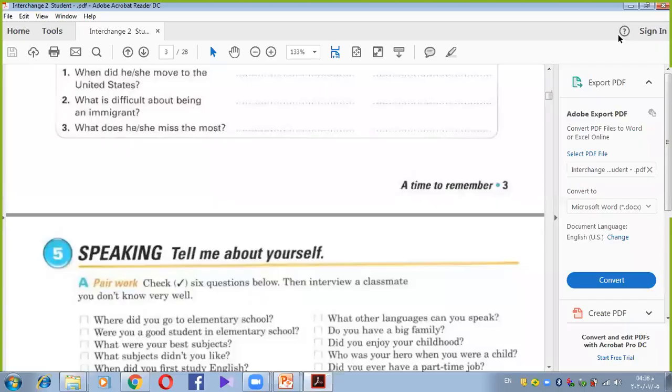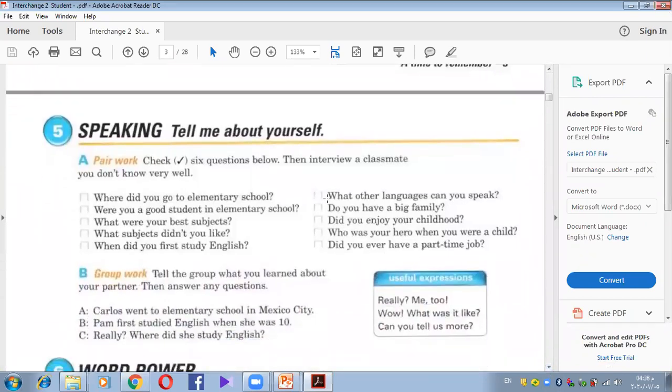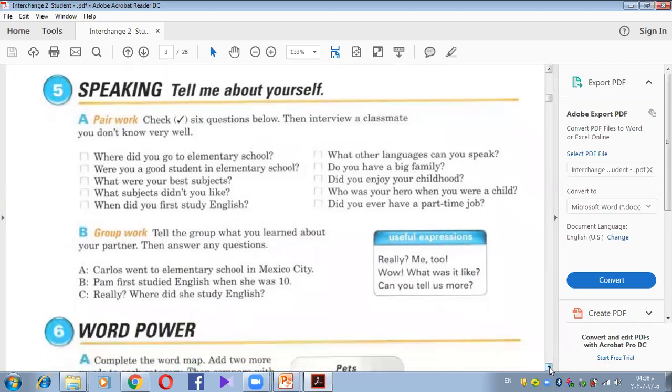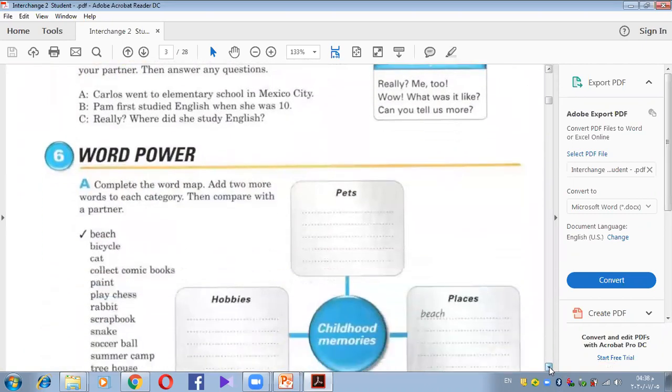Page 3. So after listening, let's have a look at these questions. Tell me about yourself. I don't want you to answer all the questions. Just answer one or two questions. Choose one or two questions and answer them about yourself. Any two questions as you like. Okay? Don't forget it's in our book, on the CD.